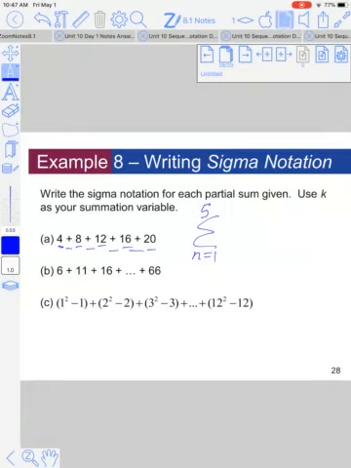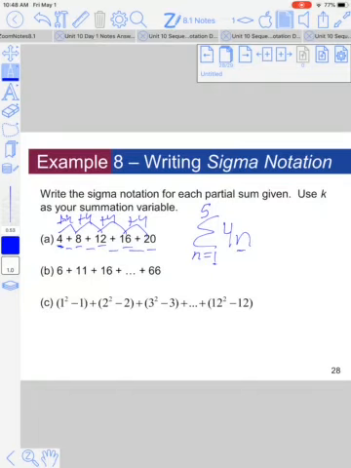Now the question is, how can I get out the numbers? We need to ask ourselves what's happening between each of these terms every time. From 4 to 8, I add 4. From 8 to 12, I added 4. So every time I'm adding 4. If you repetitively add 4, repetitive addition is multiplication. So that's going to be 4 times n, because I'm repetitively adding 4.